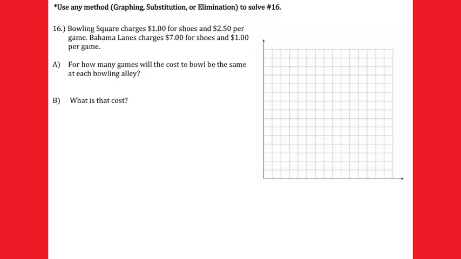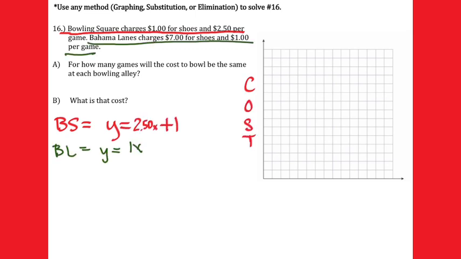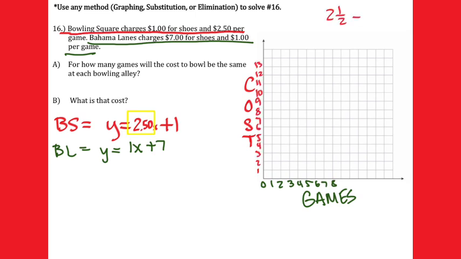All right. 16. In class, we did this all 3 ways. So first I write the equations for bowling squares. I see my equation is y equals 2.5x plus 1 because the initial fee to rent a shoe is going to be 1. And then 2.5, if I want to solve by graphing, I need to switch to a fraction. So $2.50 is 2.5, which then becomes 5/2 is our fraction or our slope. And I graph that line.